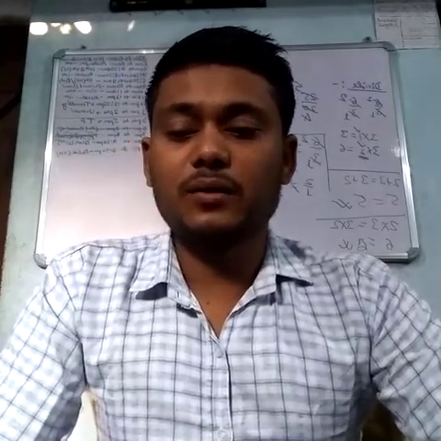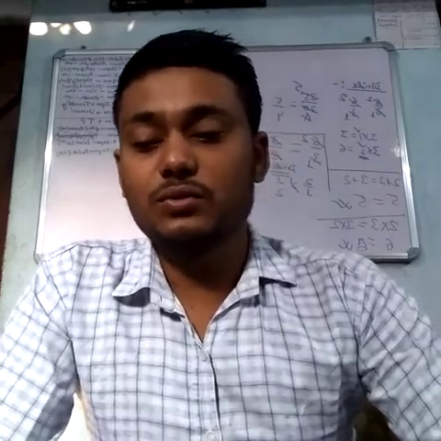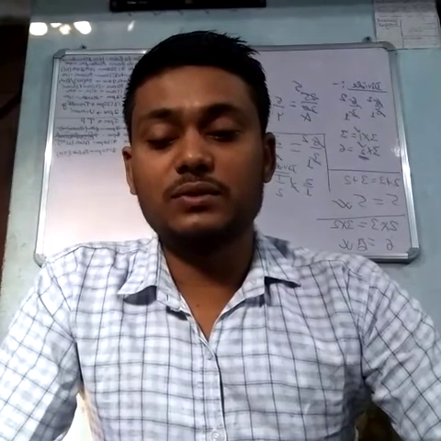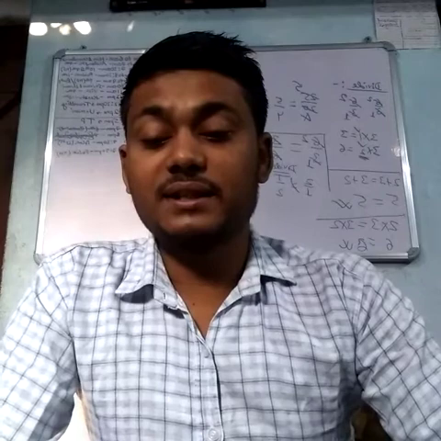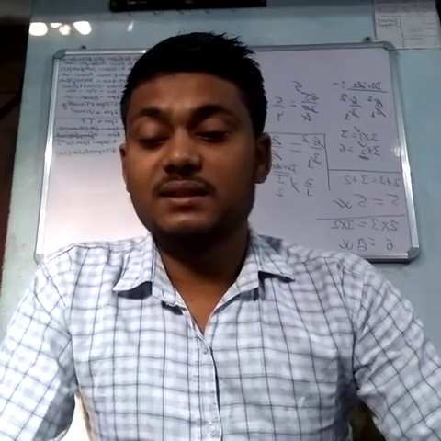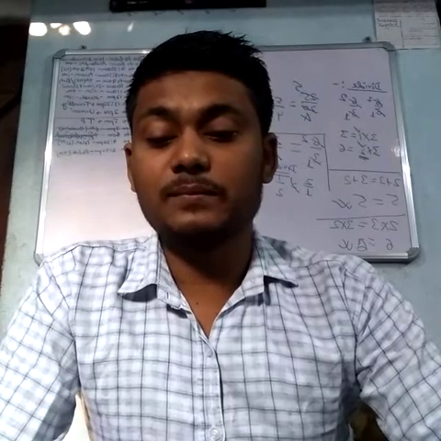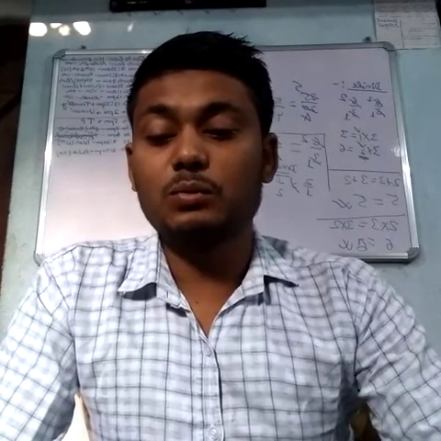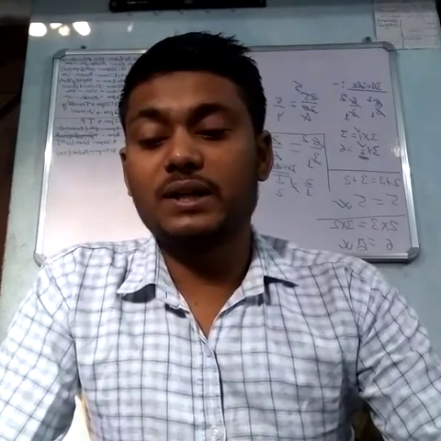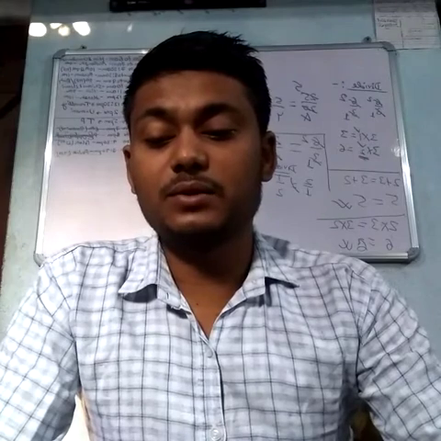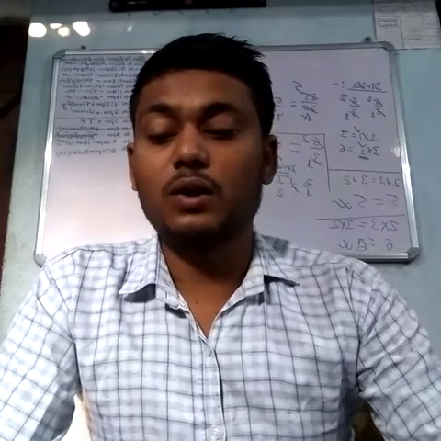Take an example of the reaction of hydrogen and oxygen to form water. 2H2 plus O2 equals 2H2O. The above reaction indicates that two molecules of hydrogen combine with one molecule of oxygen to form two molecules of water. 4 U of hydrogen combine with 32 U of oxygen to form 36 U of water.